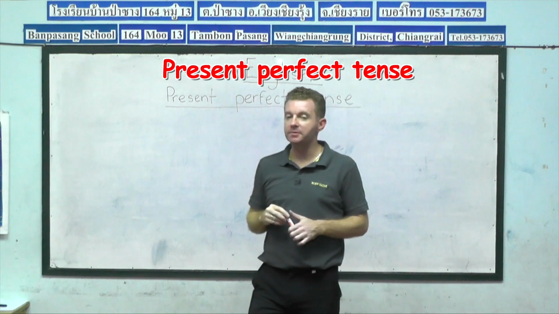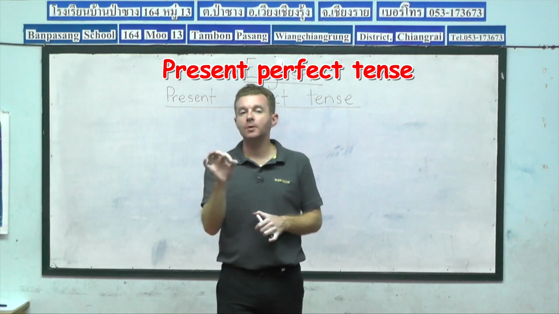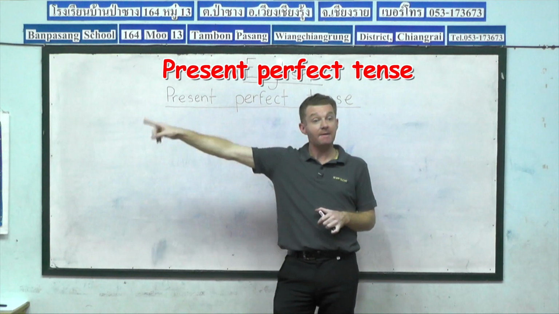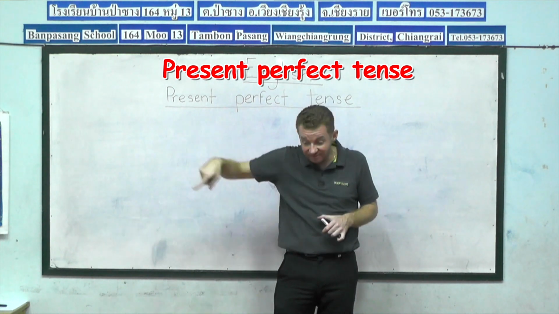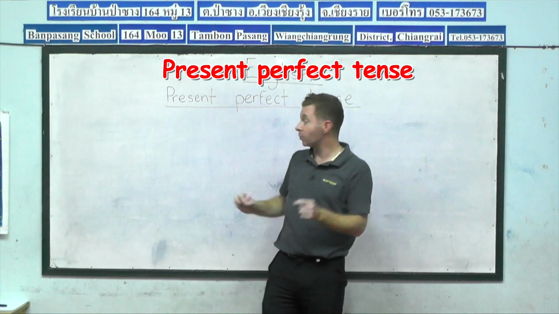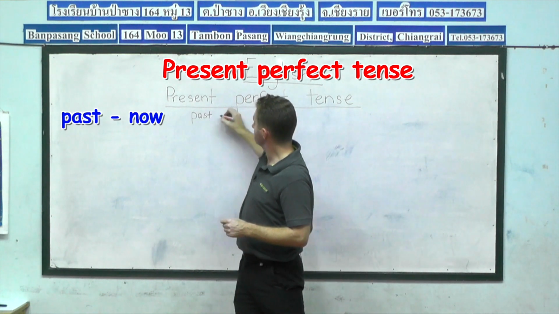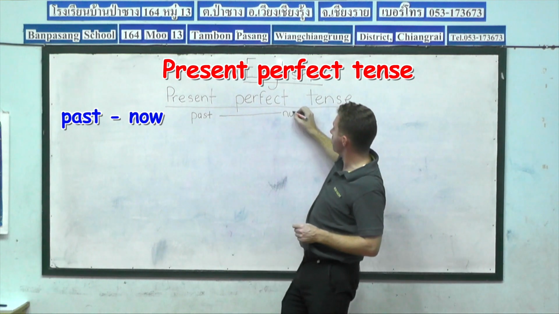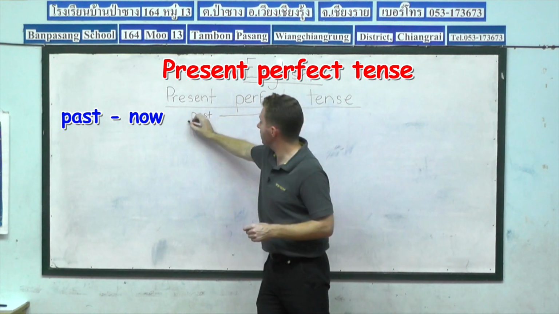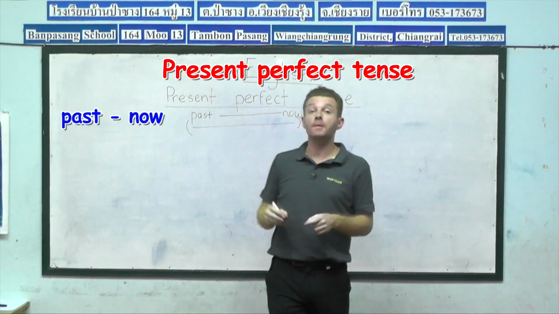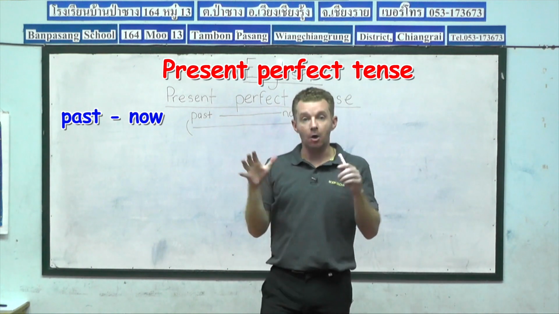So try to remember that explanation. We use the present perfect tense to talk about actions that happened in the past, but they're still true for now. So what we do is we go from the past action to now. This is when we use the present perfect tense to talk about past actions that are still valid now.